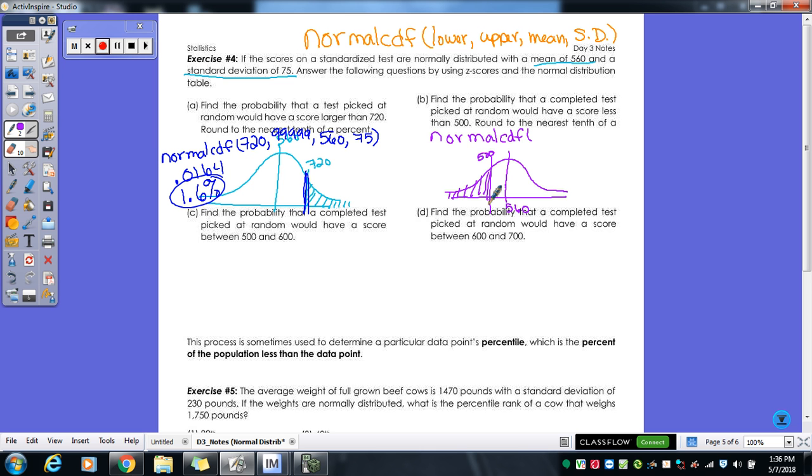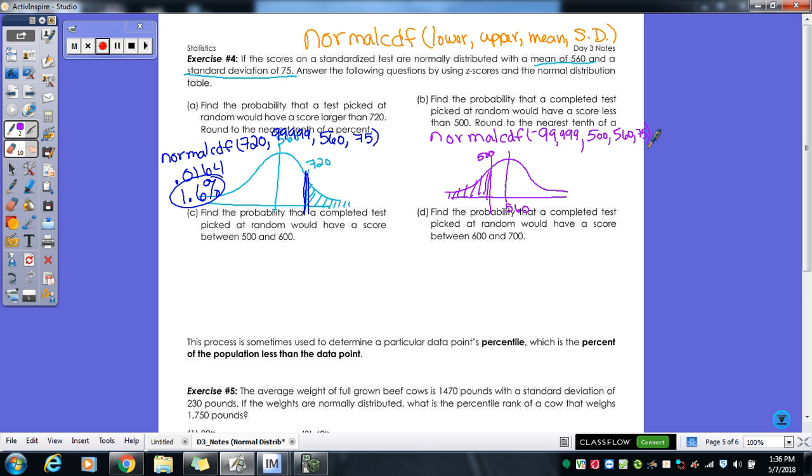Do we really technically know our lower bound this time? No. So we're going to use negative 99999. We just pick a really extreme lower bound number to use. That one always works well. Our upper bound would be 500, because that's where our little shading stops in our picture. And our mean and standard deviation have not changed. Still 560, and then still 75.